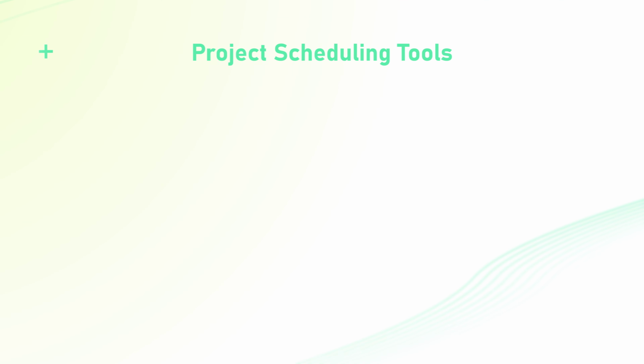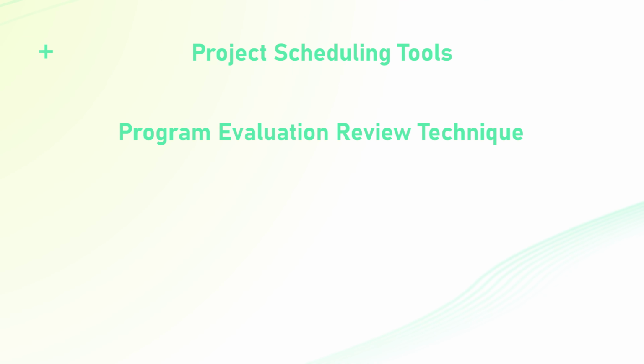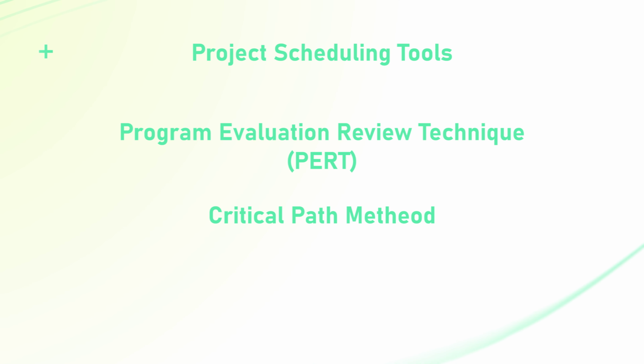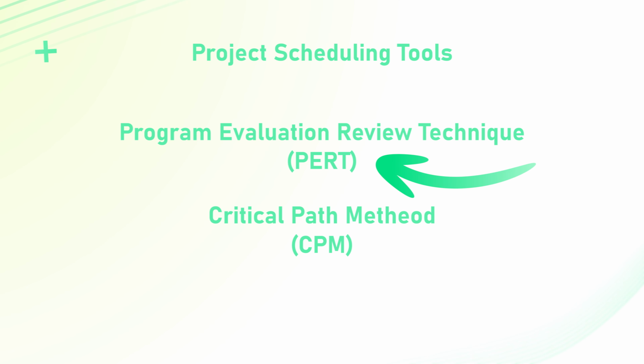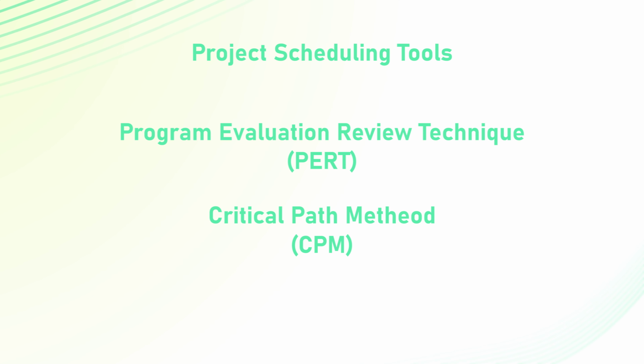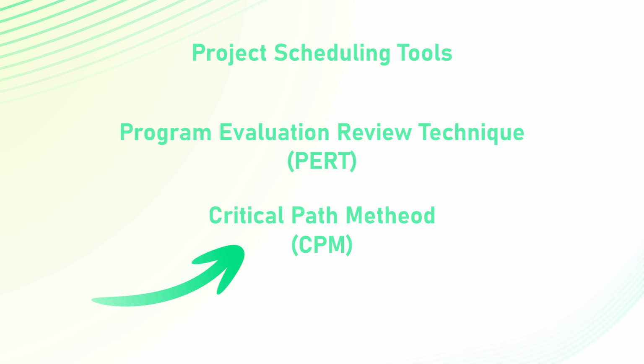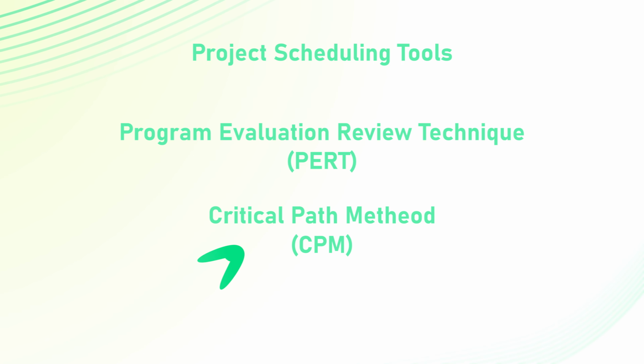Some tools for project scheduling are the Program Evaluation Review Technique, also known as PERT, and the Critical Path Method, called CPM. The difference between the two is that PERT is ideal for high uncertainty, where task durations cannot be predicted, while the critical path method is more suited for projects with predictable timelines.